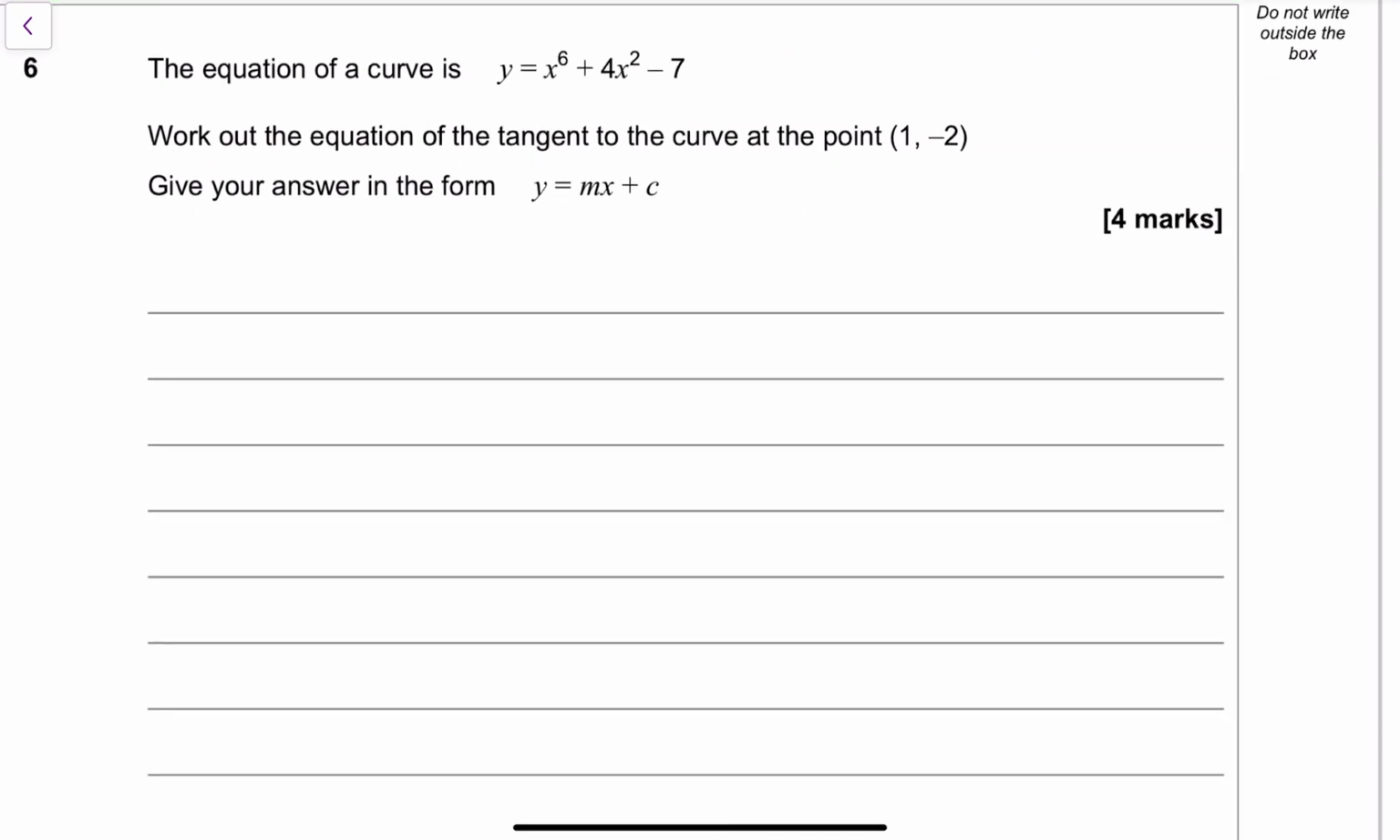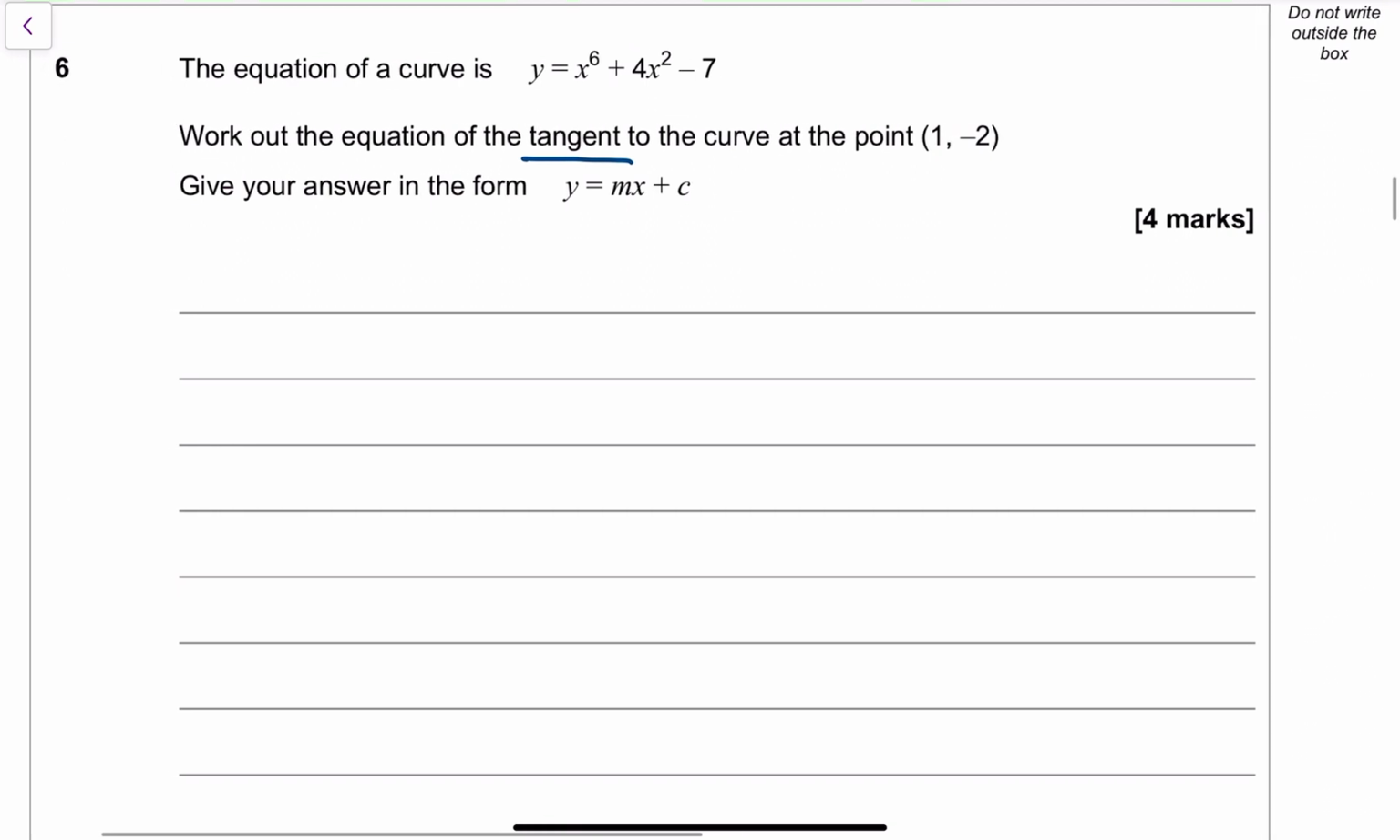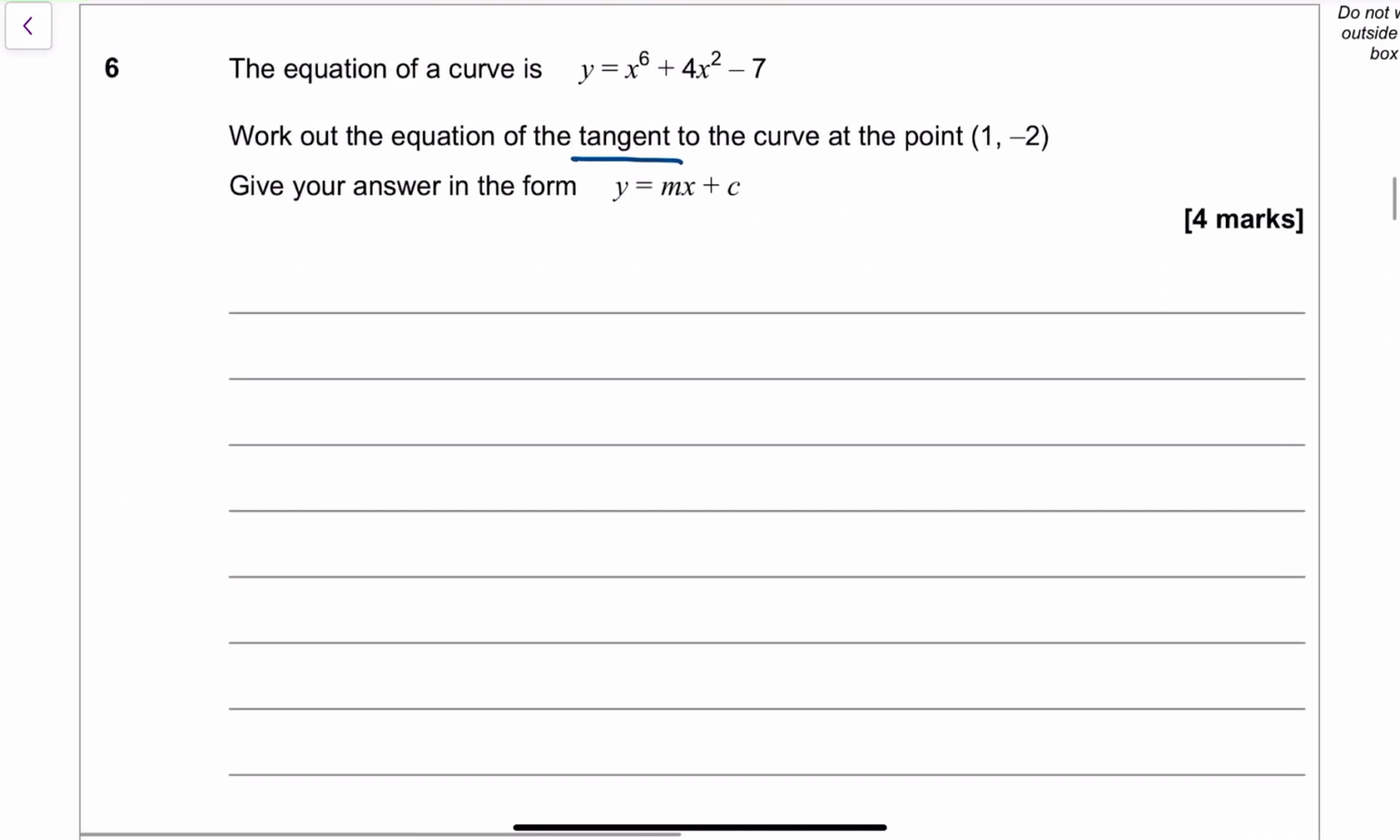Right, the equation of a curve is y is equal to x to the power 6 plus 4x squared minus 7. Work out the equation of the tangent. Okay, right. If you see words such as tangent, normal, perpendicular, parallel to, maximum, minimum, turning point, any of these words, you should be thinking, right, is this a differentiation question? And it is going to be. So you've got an equation of the curve. I have no idea what this curve looks like.